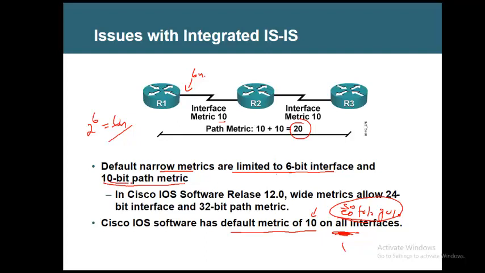And the path metric, meaning the total metric between this and this, cannot be more than 2 to the power of 10. What is 2 to the power of 10? It will be somewhere around 1024. 1024, yes. So the total cost between R1 and the remote destination should not go more than this. If each link is 10, how many 10s are inside this? 102 routers, isn't it? Yes. It cannot support more than 102 hops. You got it?